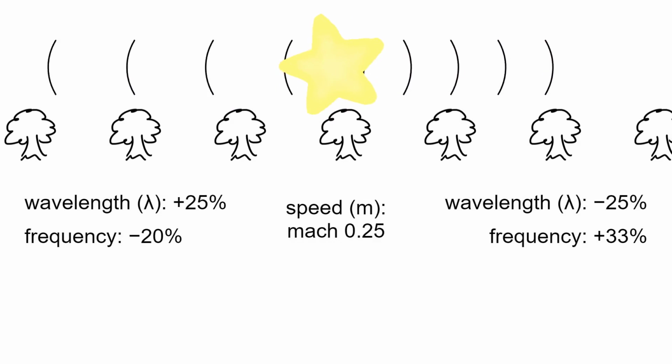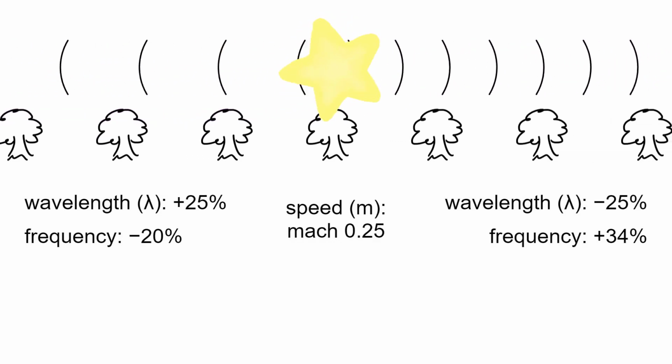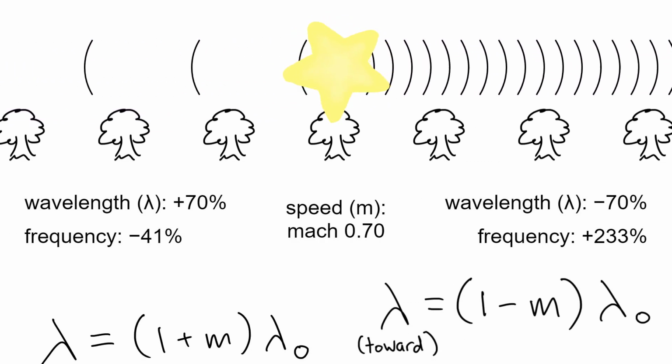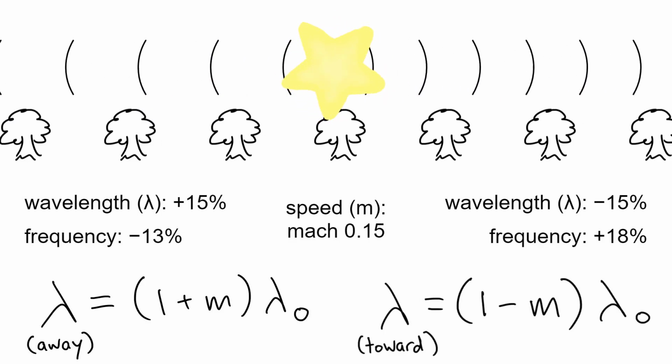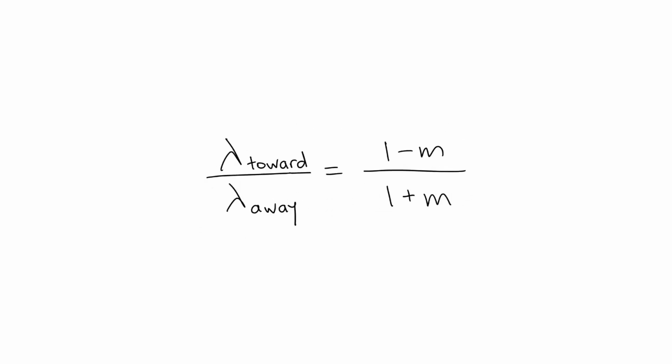In particular, if the object is moving at X% the speed of sound, then the wavelength of that sound will decrease by X% if it's moving toward you, or increase by X% if it's moving away. What does this mean for the warp star? Well, the ratio of the wavelength when moving towards you versus moving away cancels out to be this.